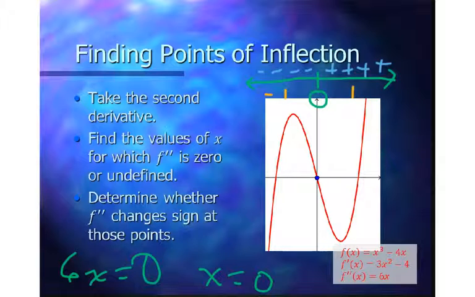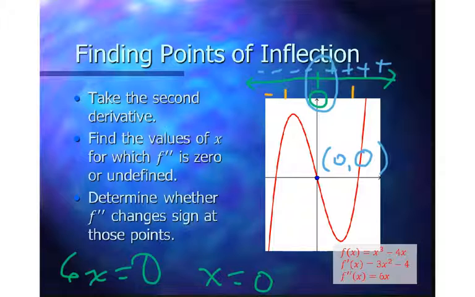And since the point at which the sign changes is 0, then we know that the x value for the point of inflection is 0. And to find the y value, now we need to plug that all the way back into f of x. And 0 cubed minus 4 times 0 is 0. So we found that the point of inflection is, in fact, at the origin for this function.